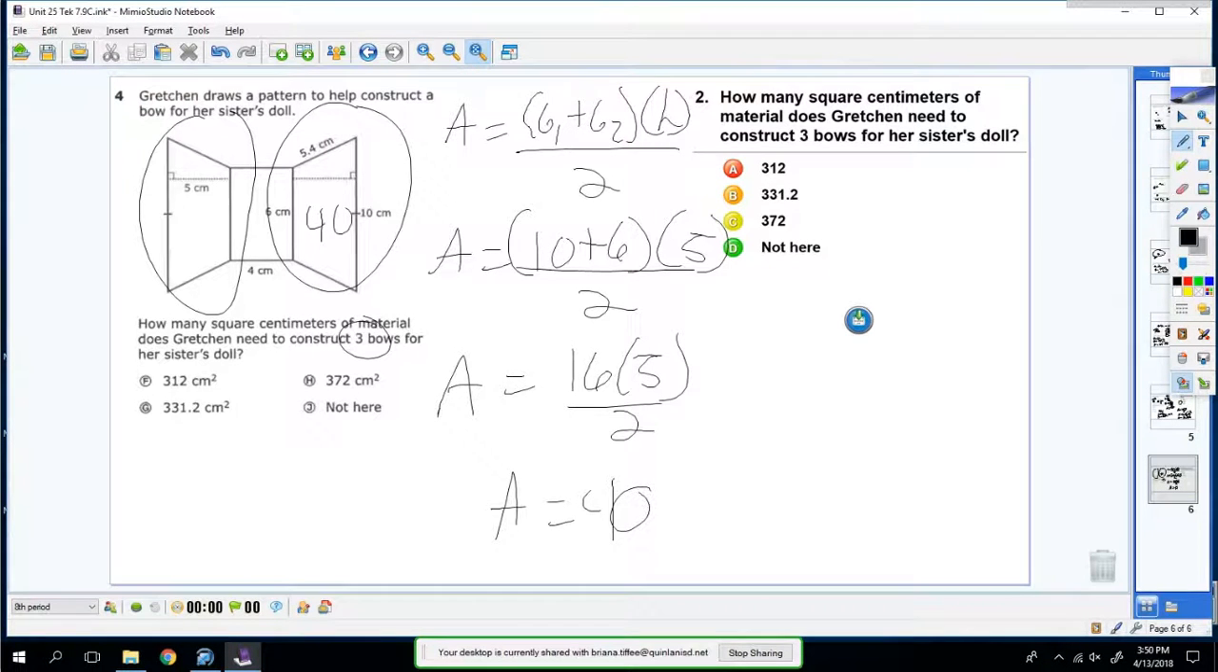So it means that this one's 40 and that this is 40. And since the middle is just a rectangle, that's just 24. So you're going to do 40 plus 40 plus 24.